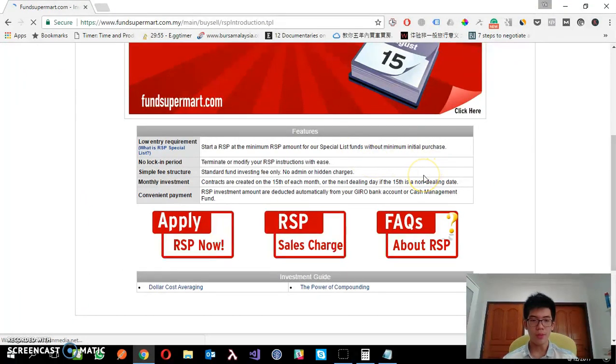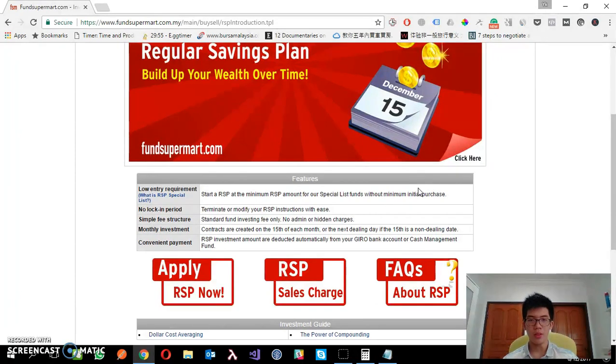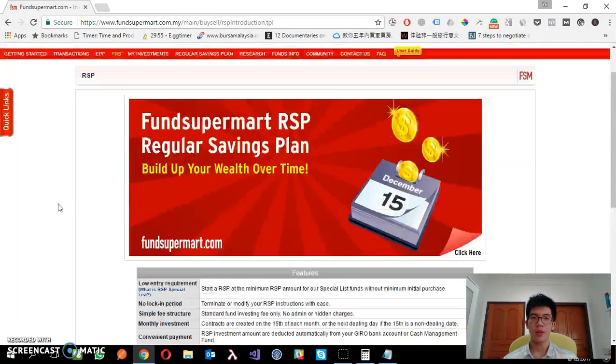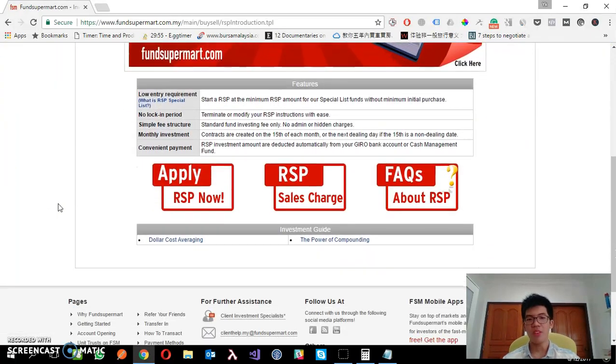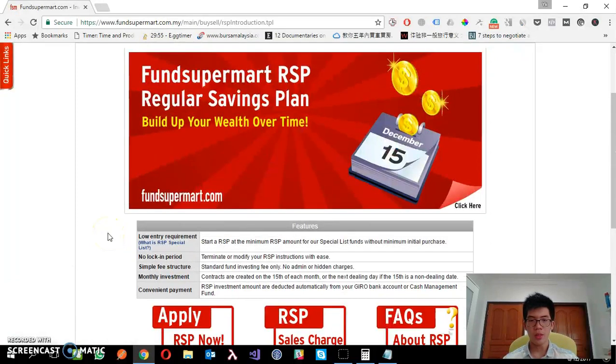So regular saving plans is actually a very good thing for a small investor, including a fresh grad like me. What it means is basically I can invest a small amount of money every month. So for example, if I commit 200 ringgit every month, it will purchase whatever it can purchase with 200 ringgit every month.